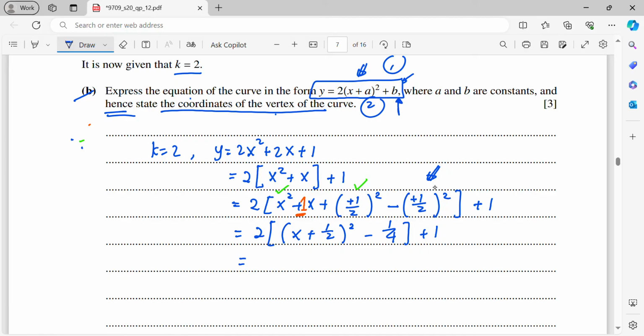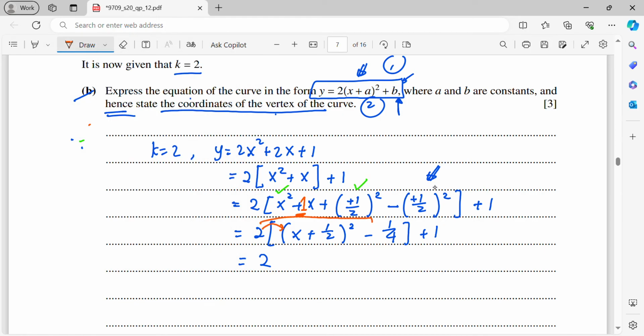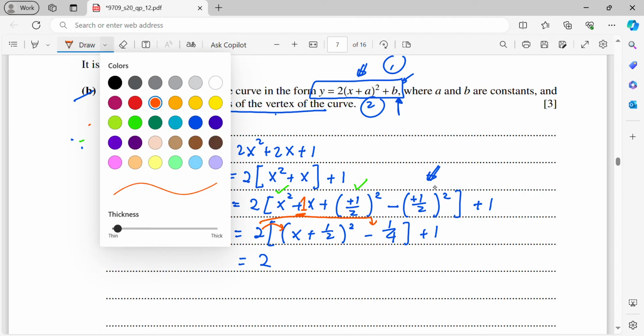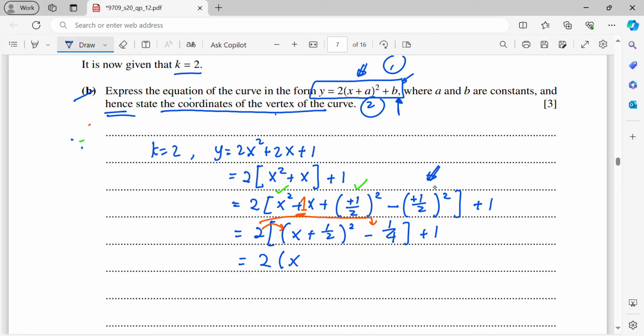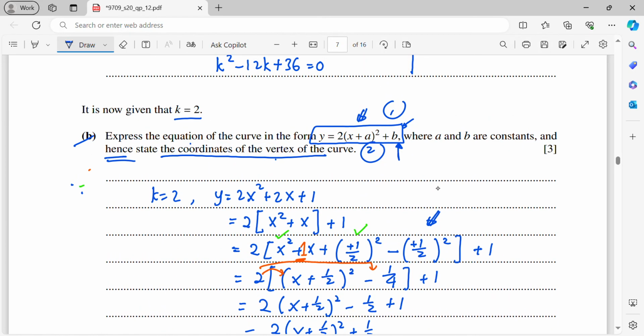Then, now look at here. You need to get b outside. Therefore, I will get 2. Okay, this 2 you multiply to the bracket and to the negative 1 over 4. Therefore, you are getting 2 of x plus half squared. So 2 times minus 1 over 4 is basically minus half. Then followed by plus 1. And now here I will get 2 brackets x plus half squared. Now minus half plus 1 is plus half. Therefore, I have found the expression. Okay, this is the expression.